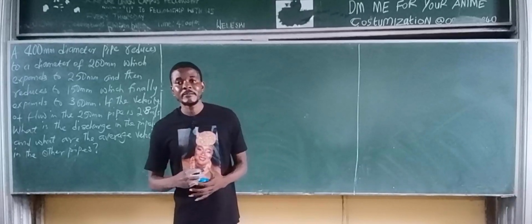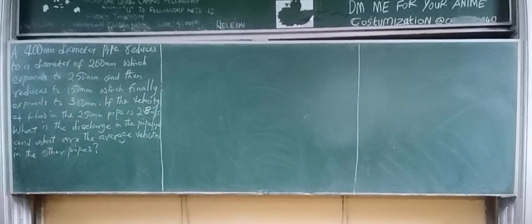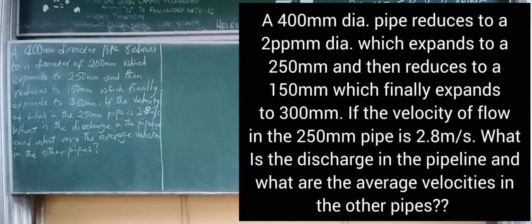All right, guys. So, still on this charge, let's consider this question on the board. It says a 400 millimeter diameter pipe reduces to a diameter of 200 millimeter, which expands to 250 millimeter and then reduces to 150 millimeter, which finally expands to 300 millimeter. If the velocity of flow in the 250 millimeter pipe is 2.8 meters per second, what is the discharge in the pipeline and what are the average velocities in the other pipes?